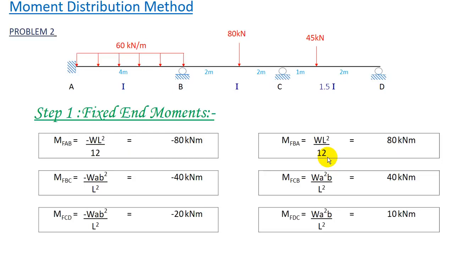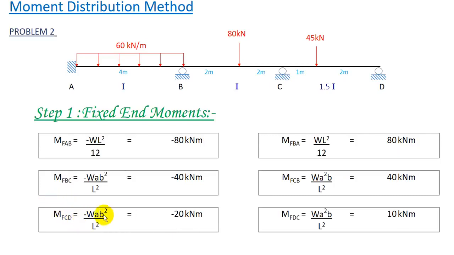MFBA is WL square by 12. It is plus 80 kilonewton meter. Then MFBC is minus WAB square by L square, where W is 80, A is 2, B is again 2, and L is 2 plus 2, 4. So MFBC is minus 40 kilonewton meter. MFCB is WA square B by L square, where again W is 80, A is 2, B is 2, and L is 2 plus 2, 4. So MFCB is plus 40 kilonewton meter.